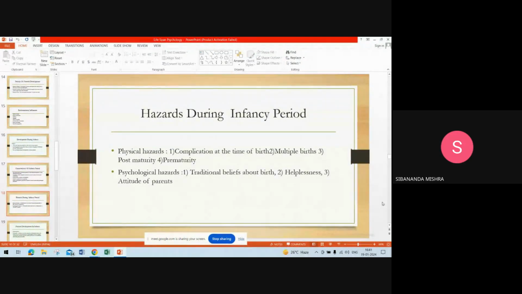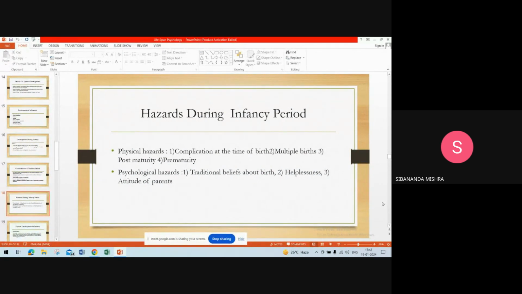There are some hazards during the infancy period: physical hazards and psychological hazards. Hazards means there are some harmful difficulties. Complications at the time of birth due to the mother's health, maybe medicine, maybe loss of oxygen sometimes to the brain of the child. So these are the complications.